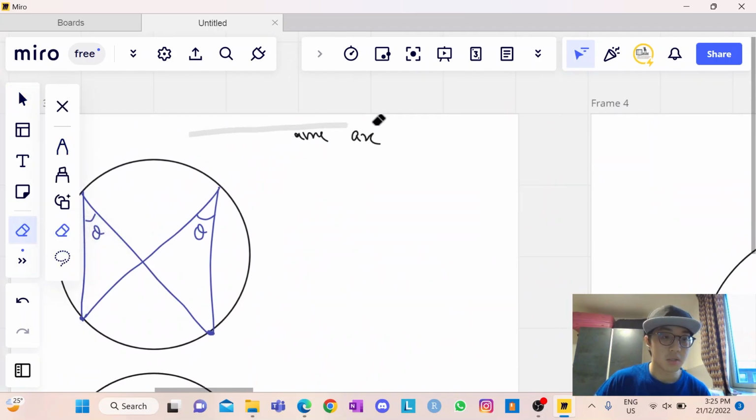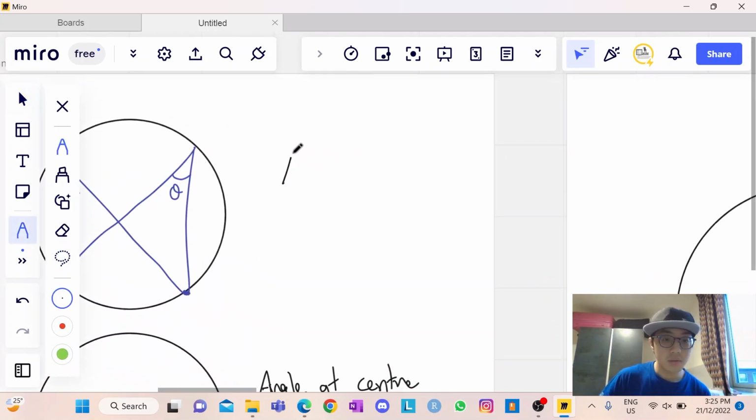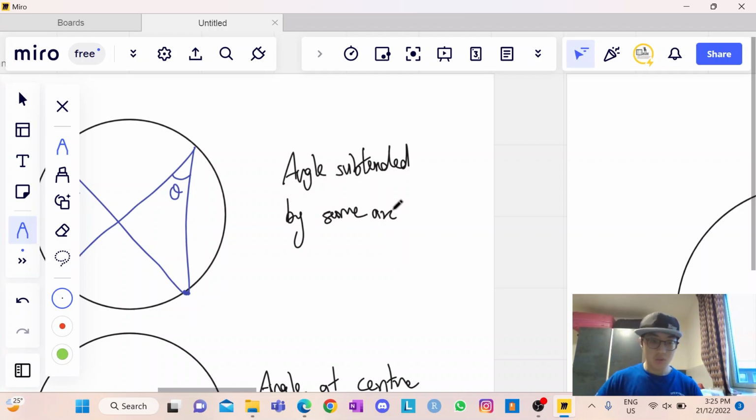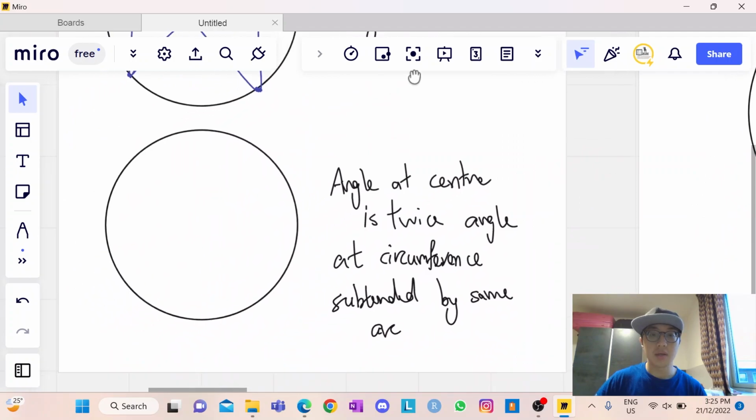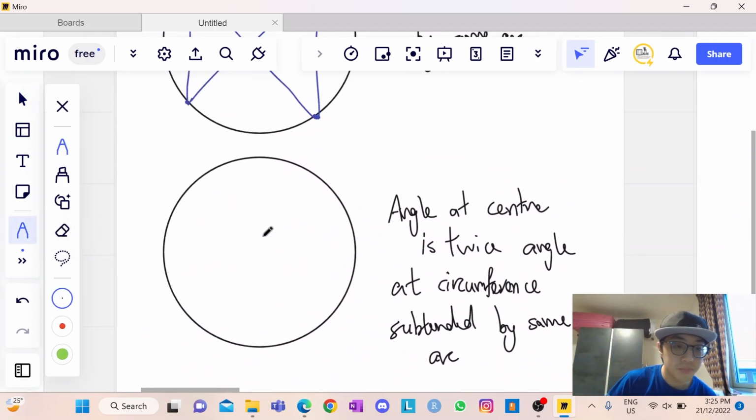Just give me a second. Okay, and this is angle subtended by same arc. Okay, so what does this mean here? Angle at the center is twice the angle at the circumference. Okay, so this is the midpoint of a circle. Okay, let's change the color.